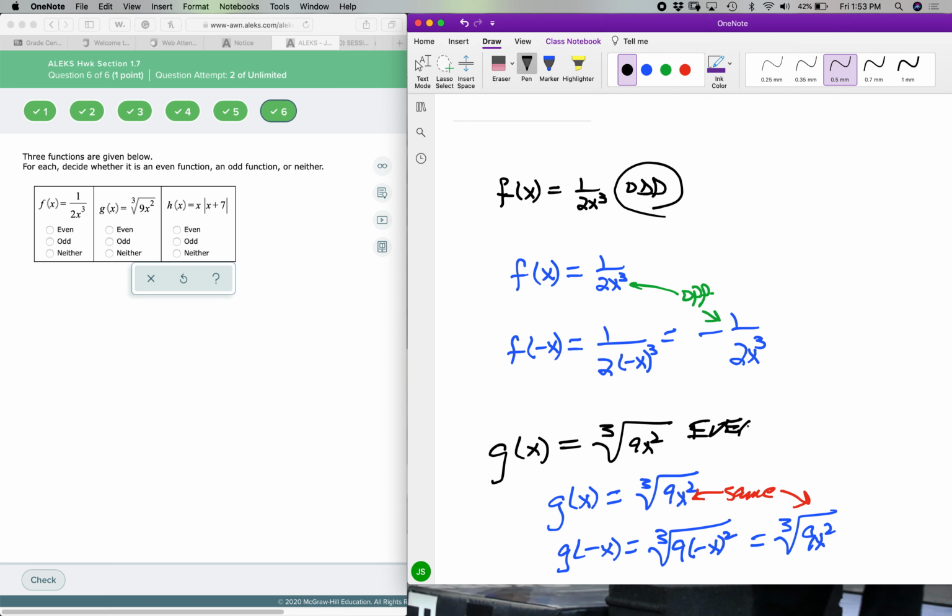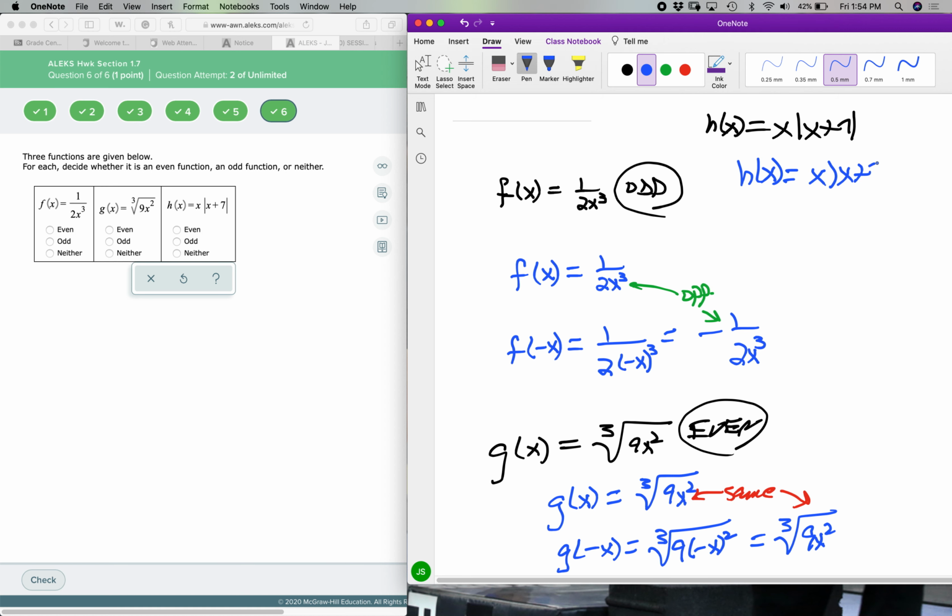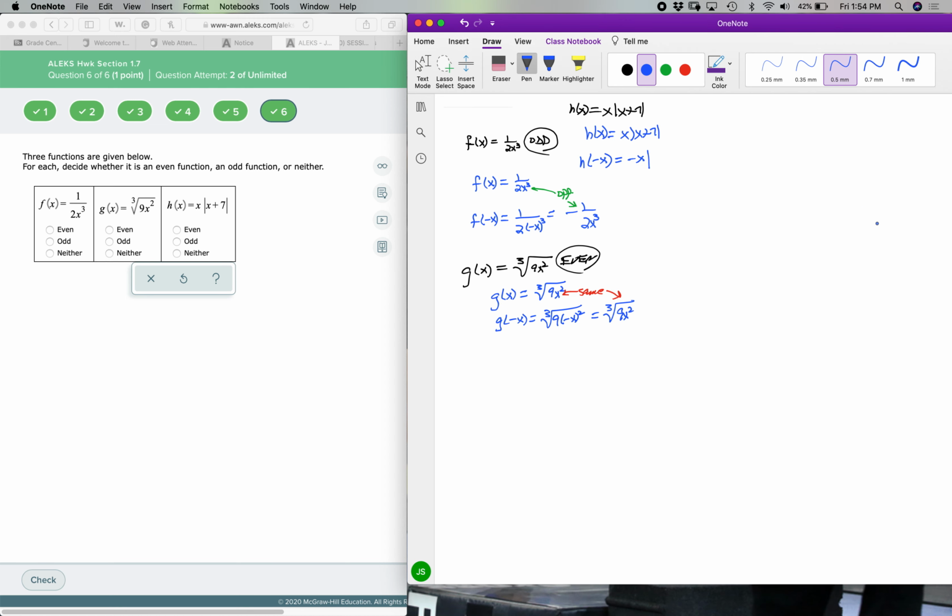And in the case of h of x, okay, we have x times the absolute value of x plus 7. Okay, so just taking what we have here, h of x is x times the absolute value of x plus 7. And for h of negative x, this would be negative x times the absolute value of negative x plus 7.